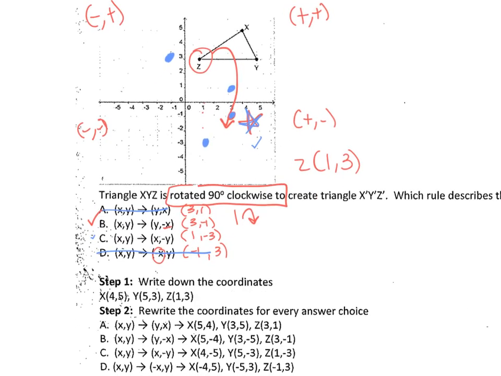Okay, so if it's a rotation of 90 degrees, your X and your Y flip. Okay, so which of these shows X and Y flipping? B. Okay, remember that.